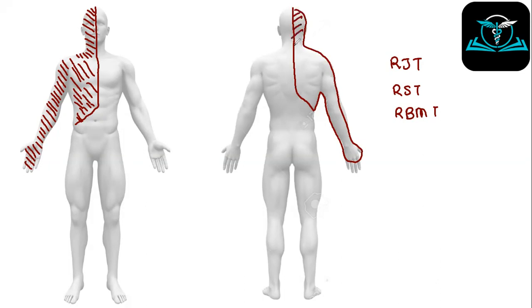Remember that the right lymphatic duct is formed by the right subclavian trunk, the right jugular trunk, and then the right bronchomediastinal trunk. So see, this is the distribution of the lymph drainage by the right lymphatic system. And I trust this makes sense because you know what forms the right lymphatic duct.